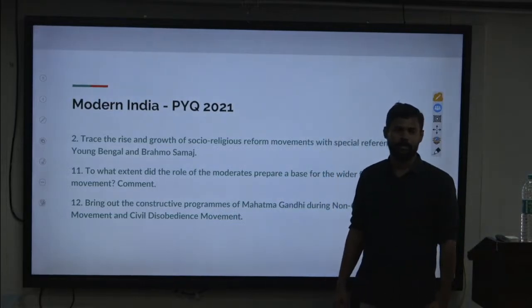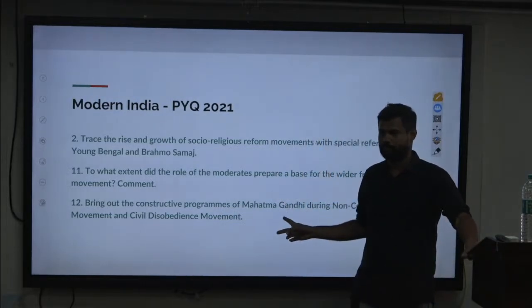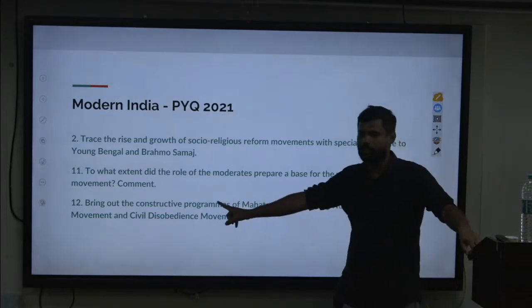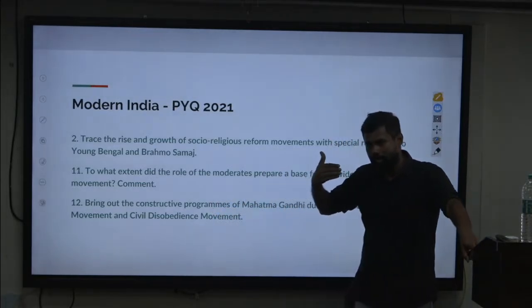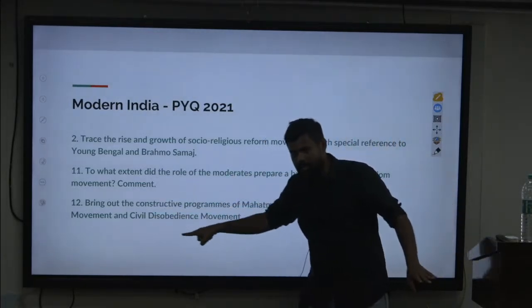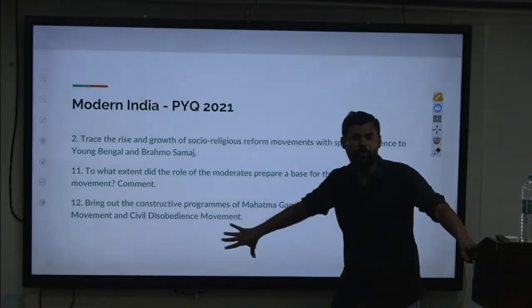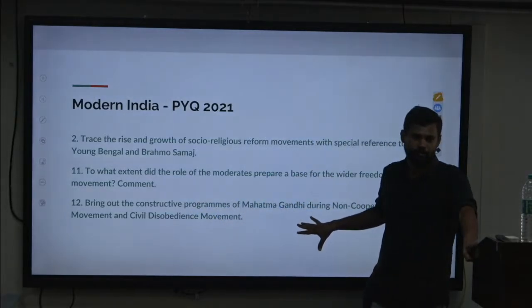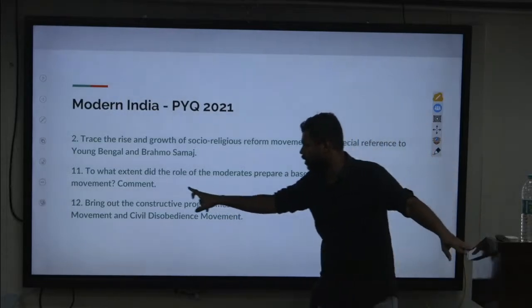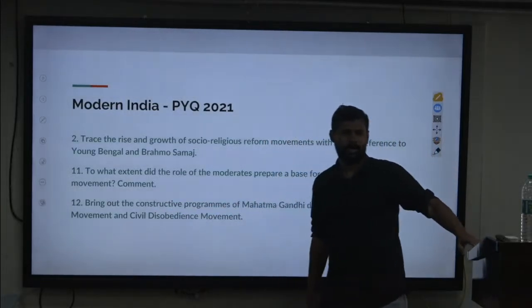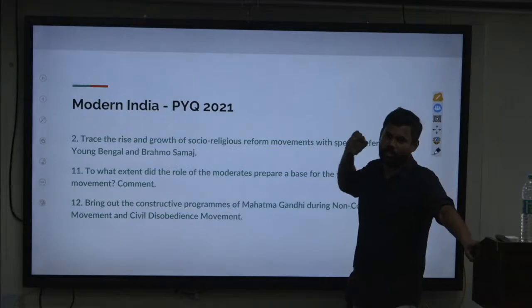The next is: bring out the constructive programs of Mahatma Gandhi during the non-cooperation and civil disobedience movement. See, they are asking two events here. So you have to have the temporal approach to talk about the constructive programs through the time of around one decade. But the focus here is mainly on constructive programs. Anyway, this is 2021.